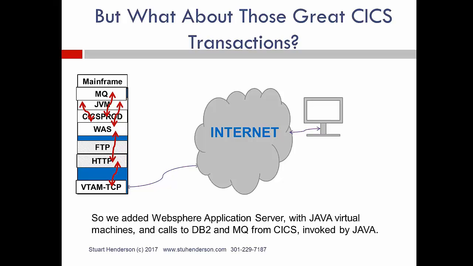And so what we now have is our PC, which could be running something like Internet Explorer, but it talks through the internet to VTAM and TCP/IP, which might hand the request to HTTP. HTTP can hand the request to this other software called WebSphere Application Server. WebSphere Application Server might talk to a Java virtual machine with programs written in Java and running in the Java virtual machine, and the Java programs might invoke CICS programs which might talk to MQ or DB2 or whatever. So we've gotten much greater flexibility.